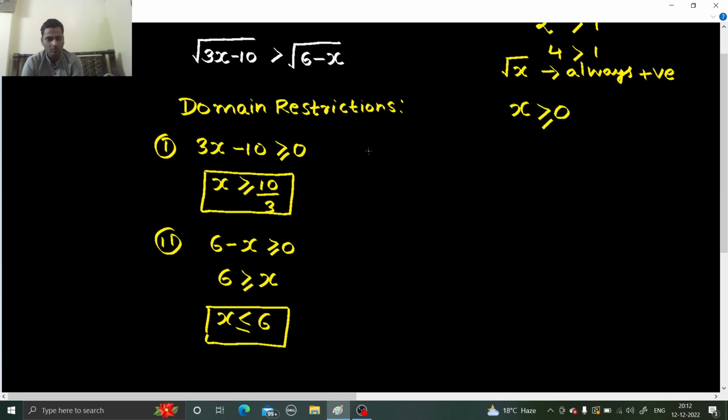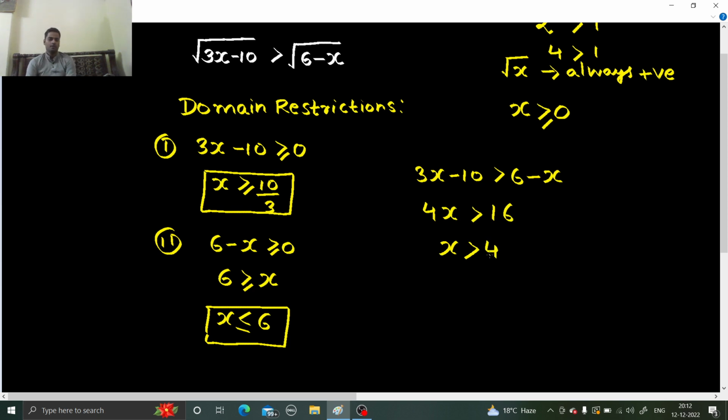So let's square both sides. We'll get 3x minus 10 greater than 6 minus x. Take x to the other side. So 4x greater than 16, x greater than 4. So this is the third condition.